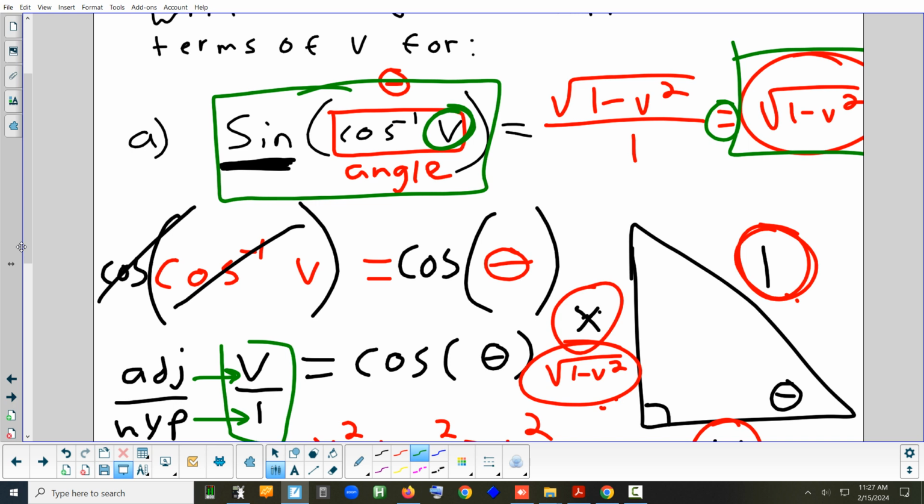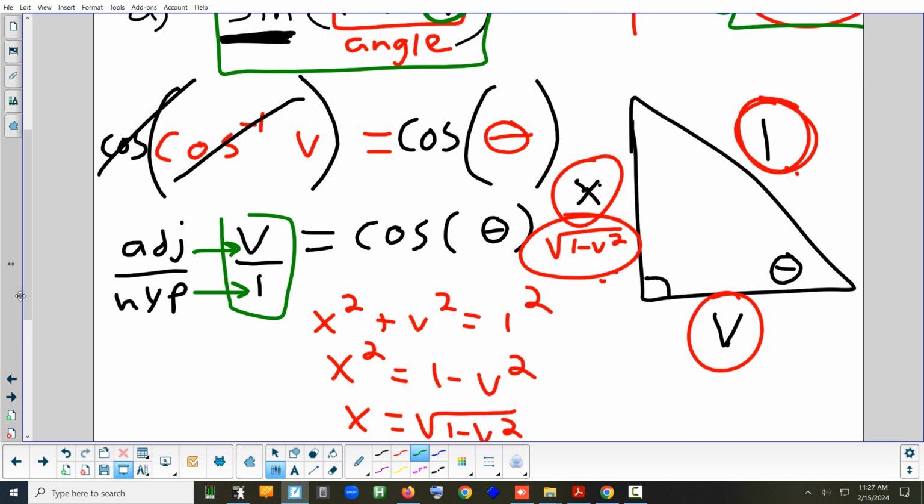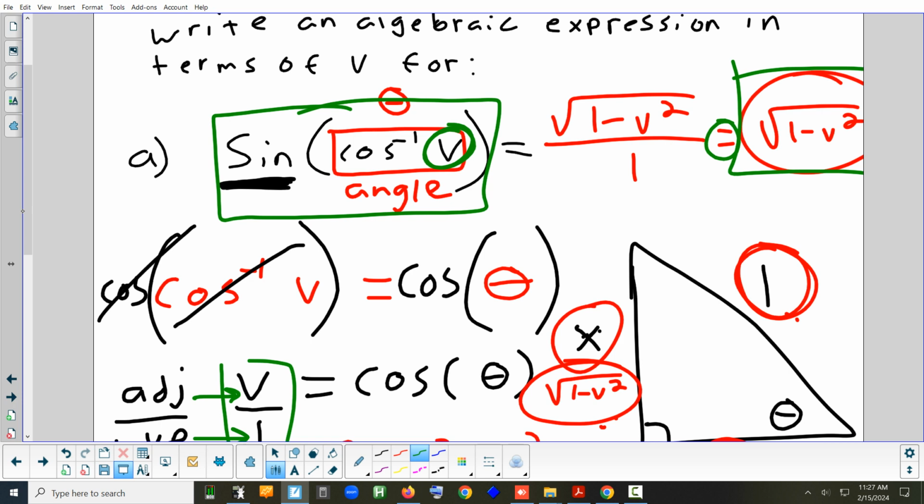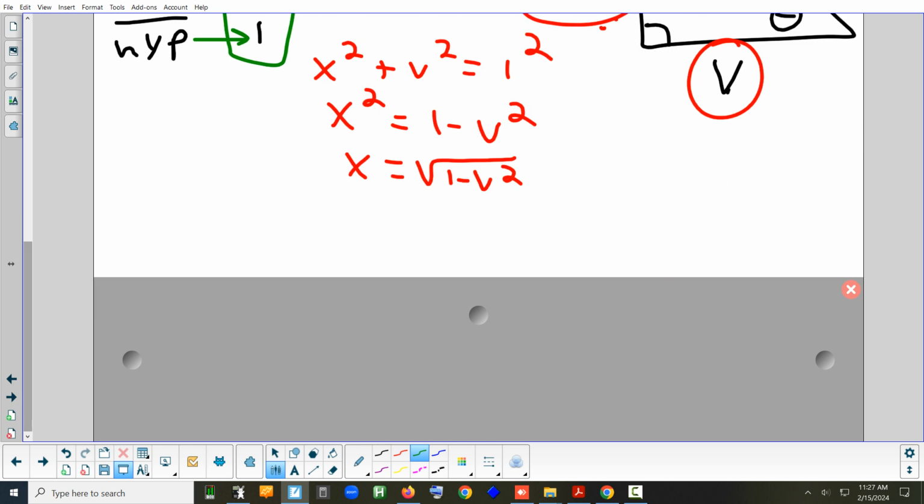So you can't find the value because you have an equation. No, because you have two unknowns in the same triangle. You have an x and a v. So we're not really finding a value. We're finding a formula that replaces the trick. Okay, let's just try it. Try another one.